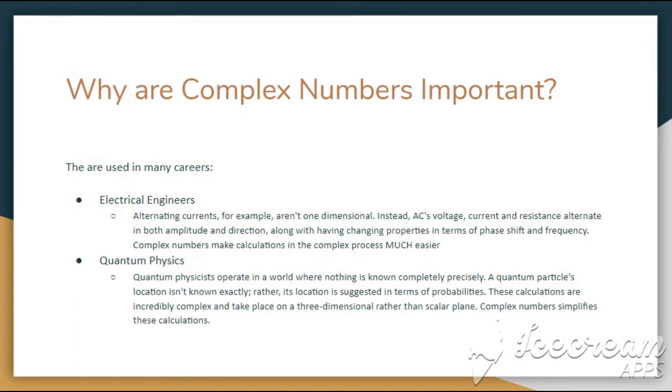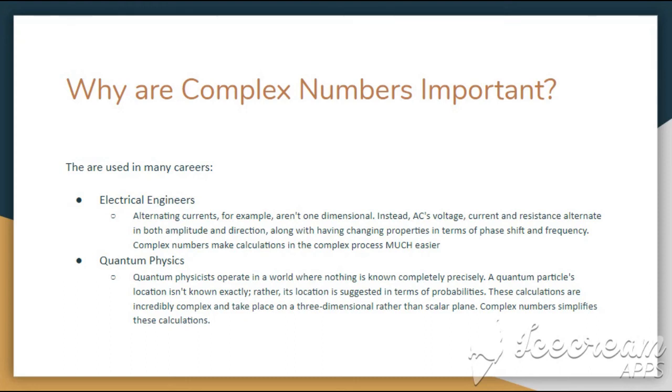And it's the same case with quantum physics, where they don't know exactly where a quantum particle's location is, and they have to use it in terms of probabilities, and they have to look at it on a 3-dimensional scale rather than a 2-dimensional scale. So complex numbers basically simplify it again, because it gives them that 3rd dimension, and they don't have to work with so many numbers to determine the probabilities of the particle.